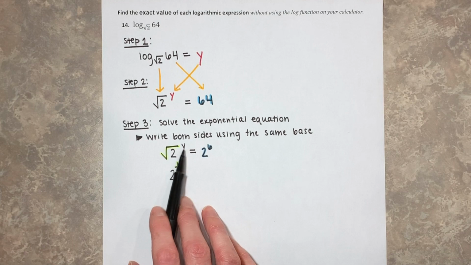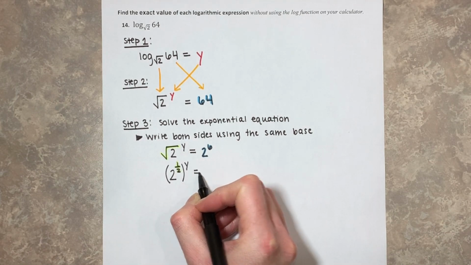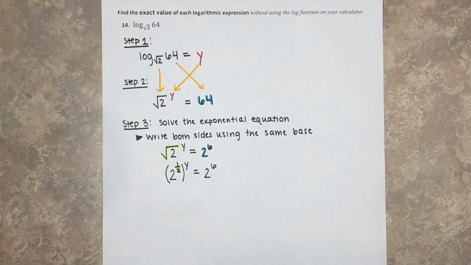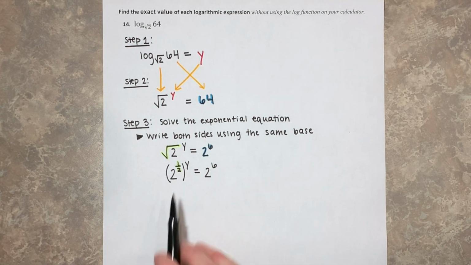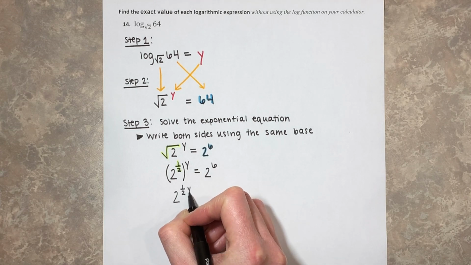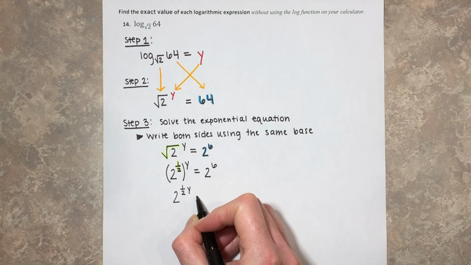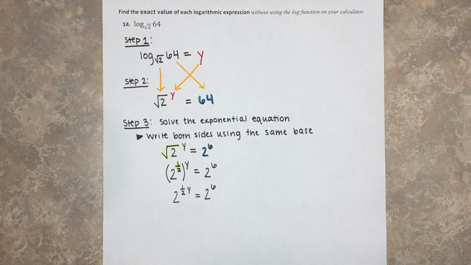And this is supposed to be raised to the y, so we have to make sure we're still raising this to the y, and then this is equal to 2 to the 6th. We want to simplify if we can, and if we remember our rules of exponents, when you raise an exponent to an exponent, you can multiply those two. So let's rewrite this as 2 to the 1/2 times y, or in other words, 1/2 y, and then we'll continue bringing down the 2 to the 6th. Now we've successfully written both sides using the same base, and we got rid of that messy radical.